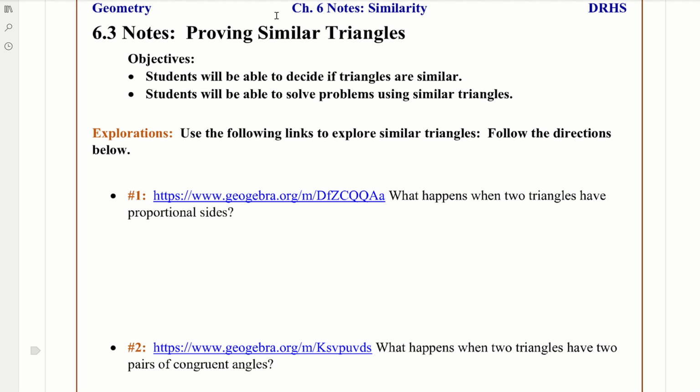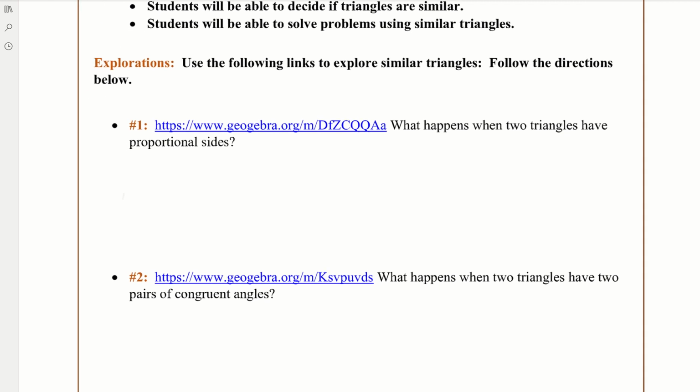Maybe you'll love it. This lesson is about proving that triangles are similar. If you recall last semester, we proved that triangles were congruent. We had 5 total ways to prove that triangles were congruent. We are going to learn new ways to prove that triangles are similar, so we're going to be able to decide if triangles are similar, and we are going to be able to solve problems using similar triangles.